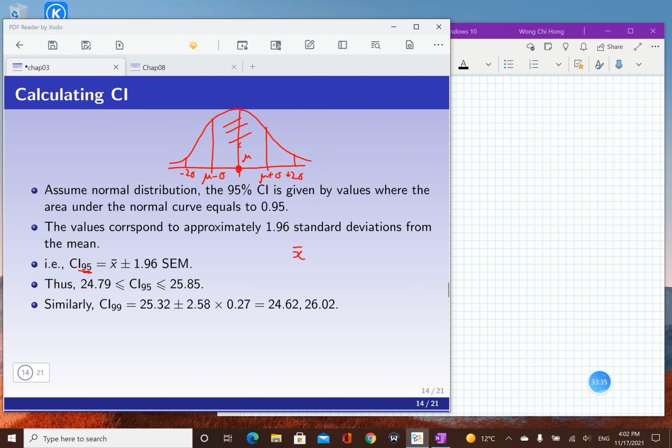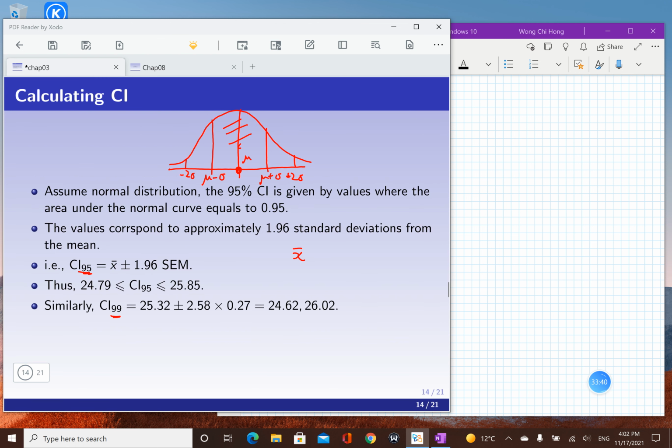If you prefer a 99% confidence interval, of course you can just look up another value from the normal distribution table. In this case, you have 2.58. That means if you go 2.58 standard deviations away from the left and the right, you're covering 99% of all the data. You're covering 99% of the chance that the true mean value should be in there.